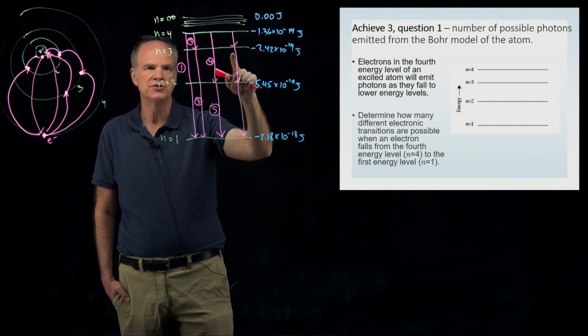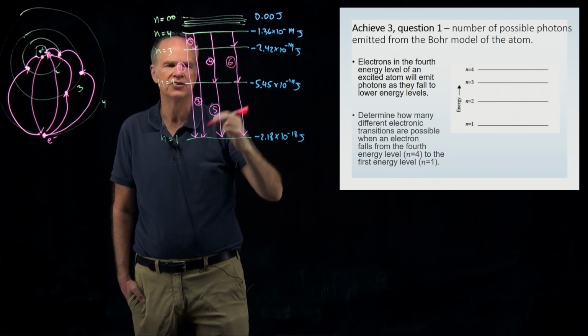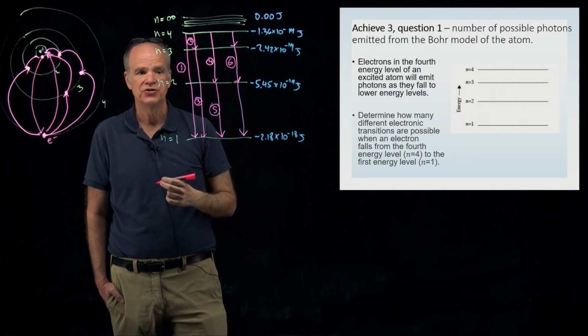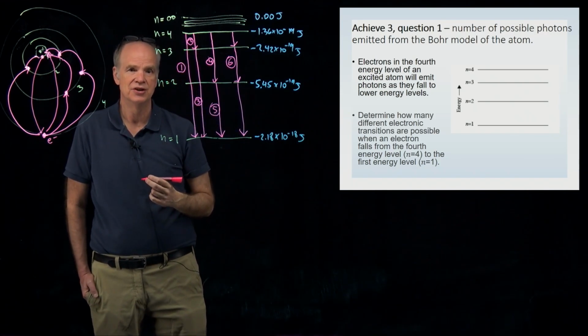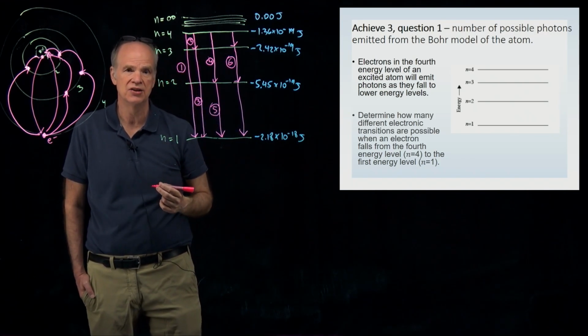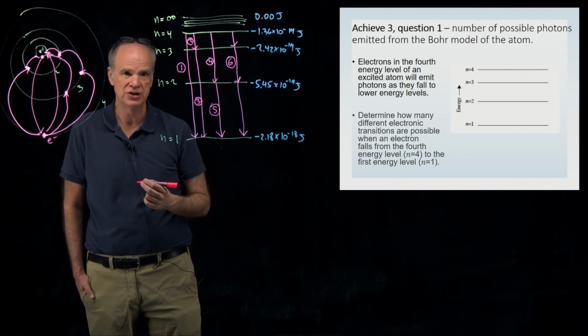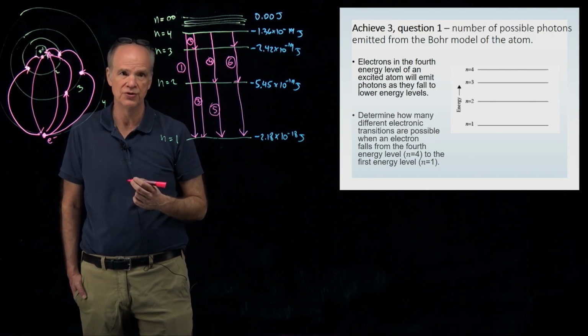This is a new transition from 3 to 2. So this is the 6th possible transition that could happen and could release a photon of particular energy. So the answer to the question is there are 6 different transitions the electrons can go through, releasing 6 different kinds of photons with different amounts of energy when the electron falls from the fourth energy level to the first energy level.